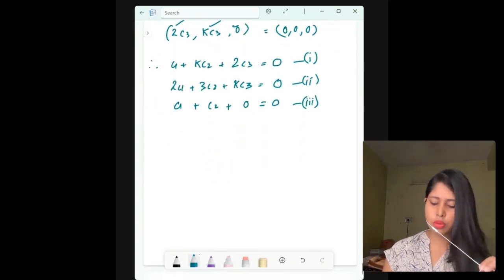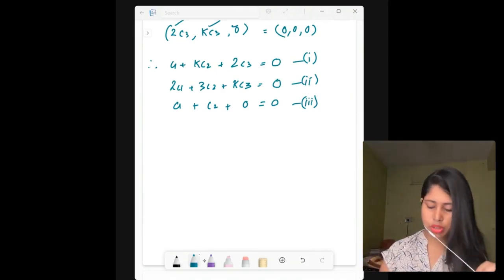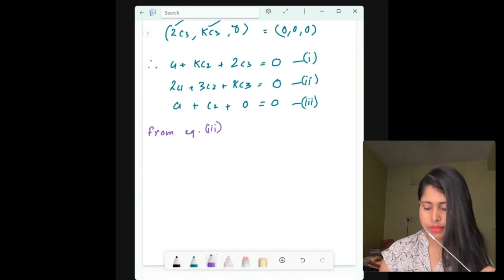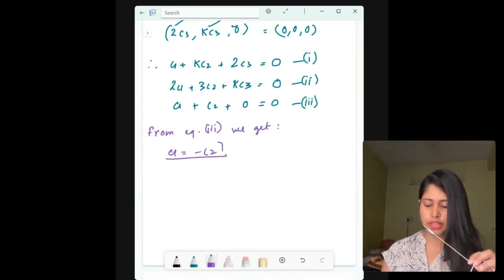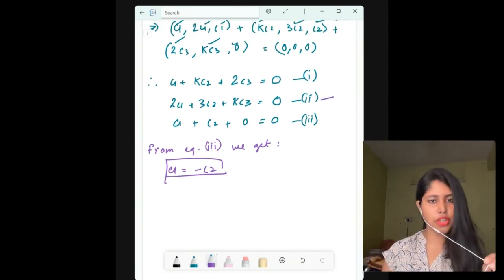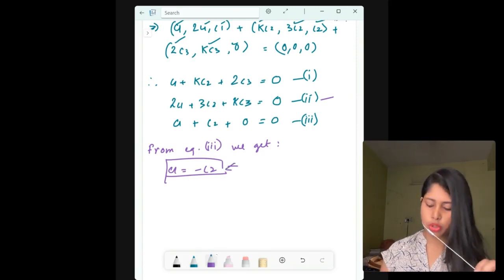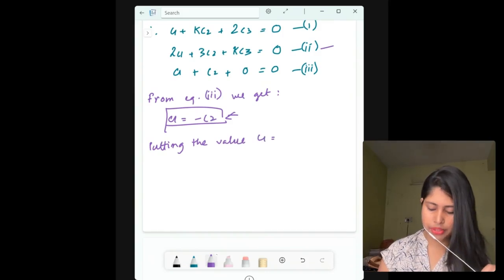All right, so we have got three equations from here, and then we will solve the system of linear equations, right? From equation number 3 we can directly see that c1 will be equal to minus c2, right? So let me write it. From equation 3 we get c1 equals minus c2. Next we're going to put this result, c1 equals minus c2, in equation number 2.